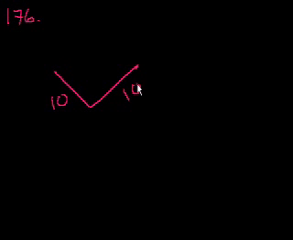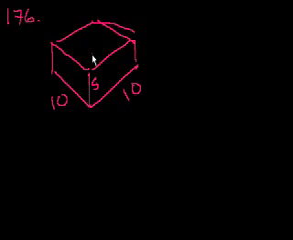Next question, 176. And I'll do it in a different color. A rectangular box is 10 inches wide, 10 inches long, and 5 inches high. So it's 10 inches, and then 5 high. Fair enough. That's the box. What is the greatest possible distance in inches between any 2 points on the box?